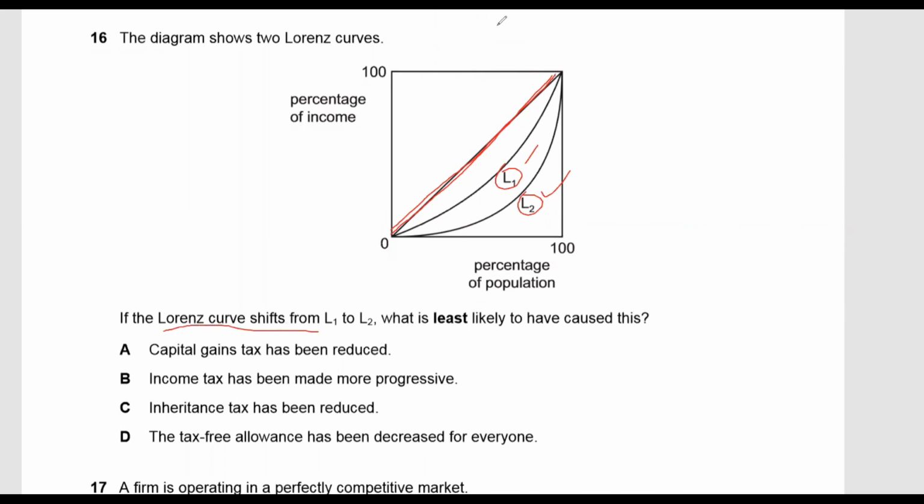If the Lorenz curve shifts from L1 to L2, what is least likely to have caused this? If we are moving away from the line, then the least likely cause is progressive income tax. Progressive income tax is when income increases, the tax rate also increases, and it is also known as an automatic stabilizer. If government uses an automatic stabilizer or progressive tax, then disparities must have decreased. So this action is least likely to cause this.